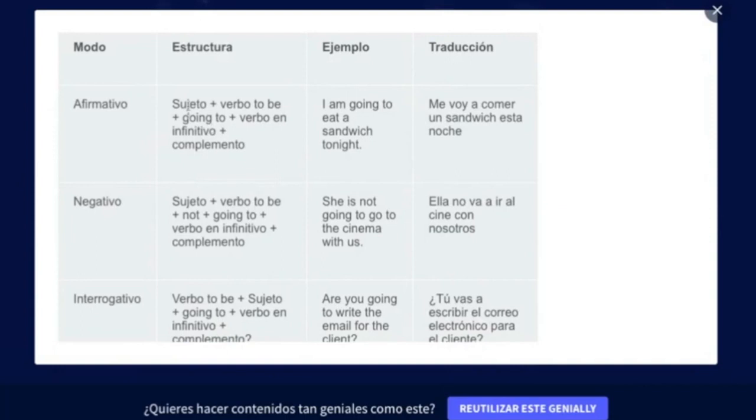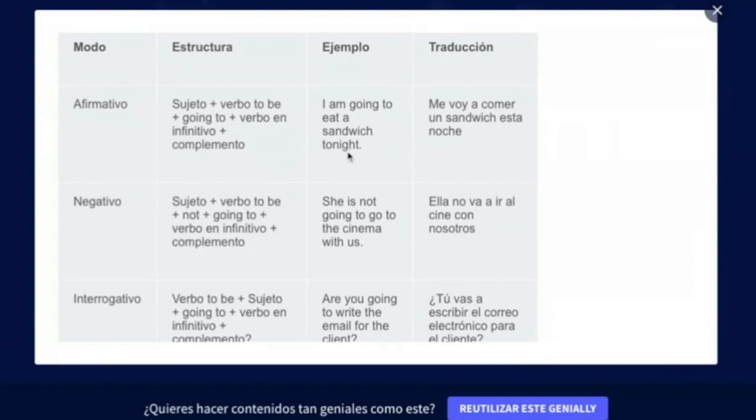Por ejemplo, la estructura afirmativa comienza con el sujeto, que puede ser cualquier pronombre personal o el nombre de una persona o un objeto inclusive, más el verb to be. Recuerden que el verb to be se conjuga en función al sujeto que tengamos, seguido de going to, más el verbo en infinitivo, más el complemento. Por ejemplo, I am going to eat a sandwich tonight.